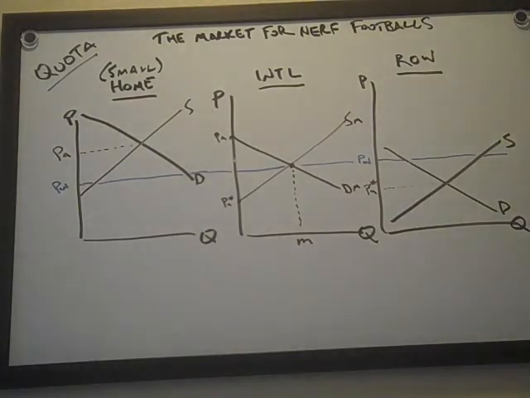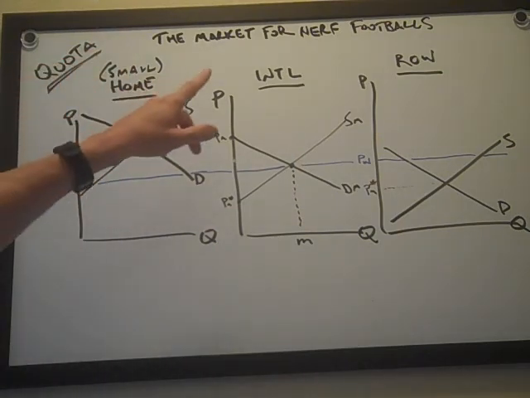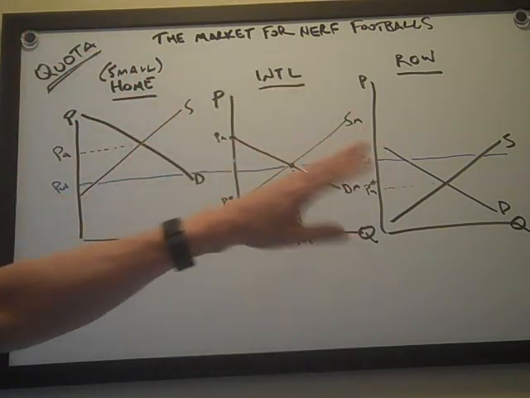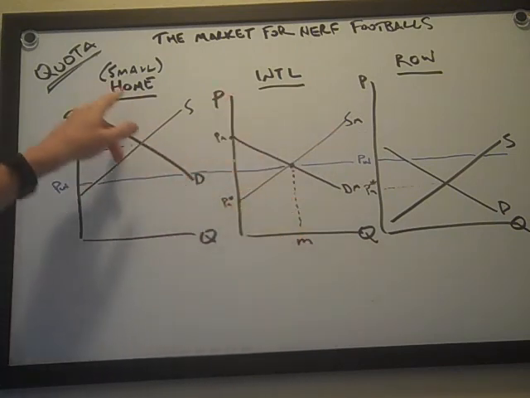Let's now discuss another form of protectionism. This one's referred to as a quota. We're going to set the stage again. We've got the market for Nerf footballs. We have home and ROW, and then the international market is where they trade.